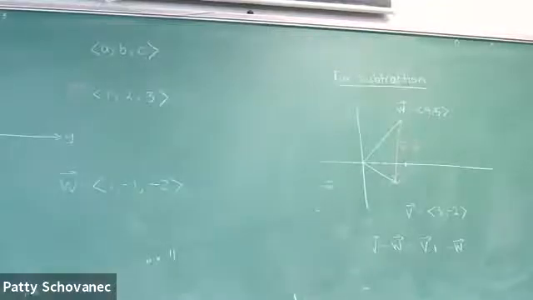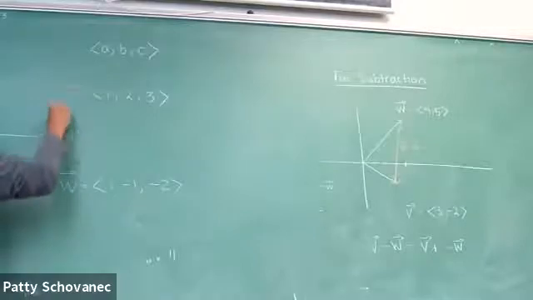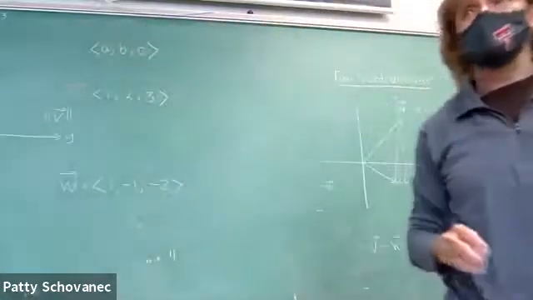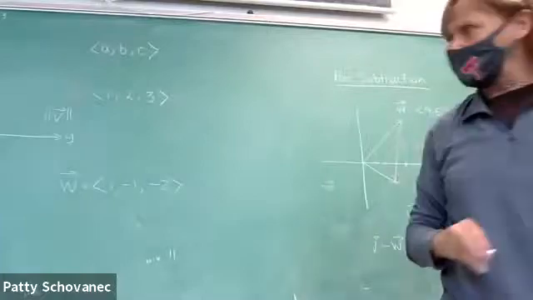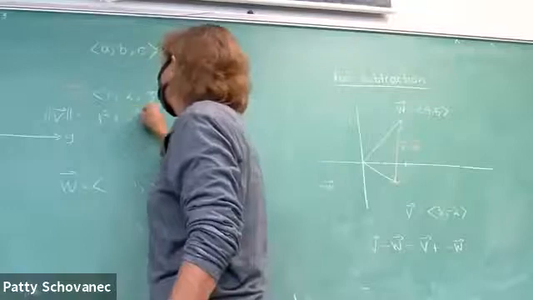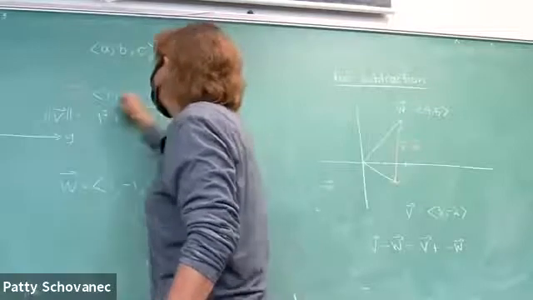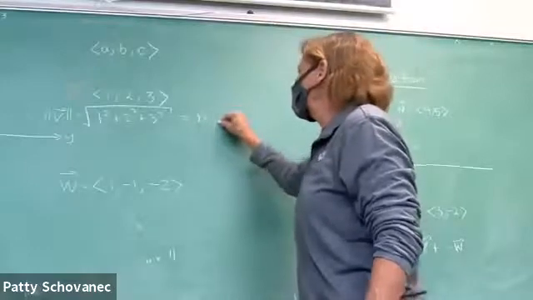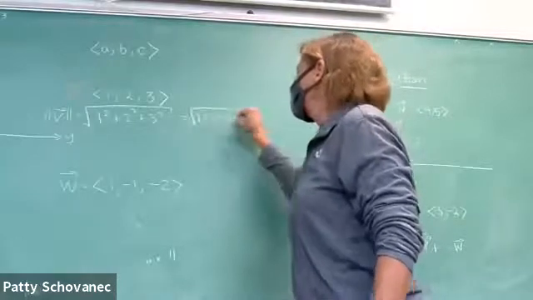Addition is done component-wise, scalar multiplication is done component-wise. How do you think we find the magnitude in 3 dimensions? Square root of all 3 added together. 1 squared plus 2 squared plus 3 squared. So 1 plus 4 plus 9 is the square root of 14.